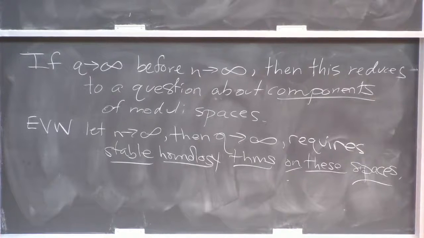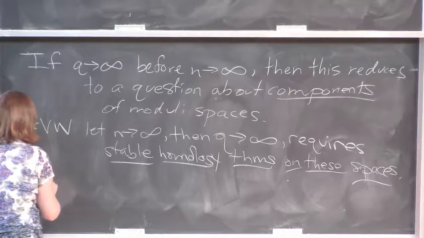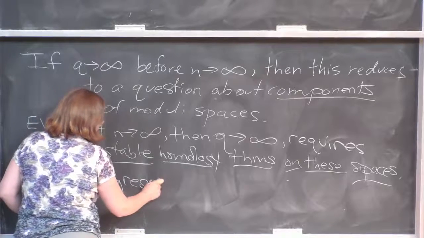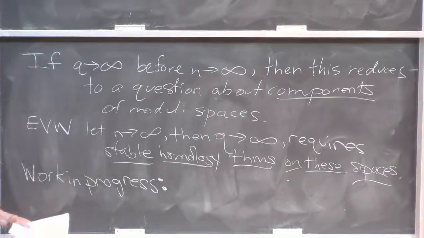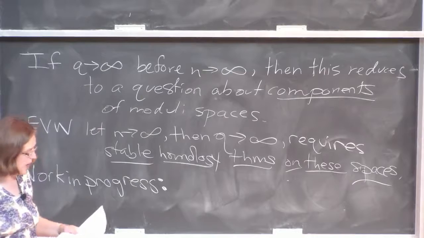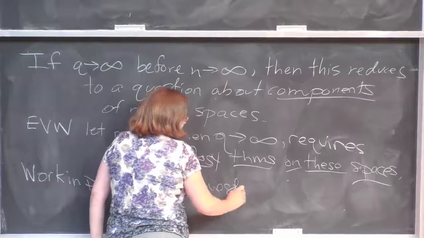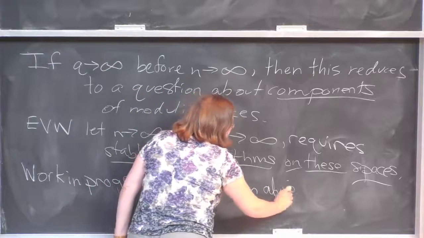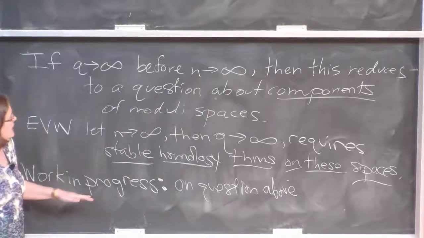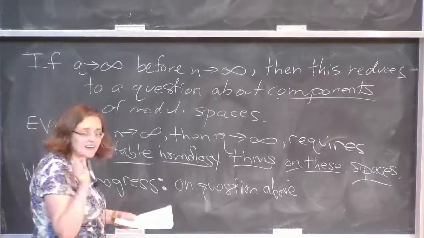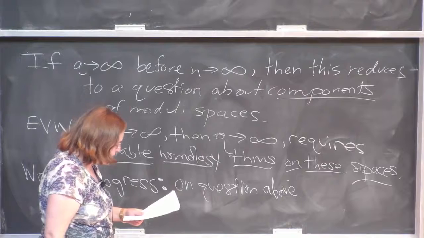Okay, so what I've been doing, and I should say that this is sort of work in progress, is to try to think about this question of good versus bad primes, on the question above. It seemed at first to me that it was fine to let q go to infinity first and do the easier thing, though we'll get into some subtleties that come up.